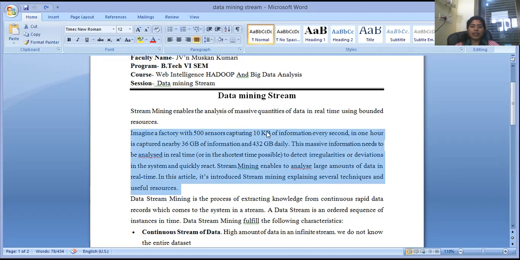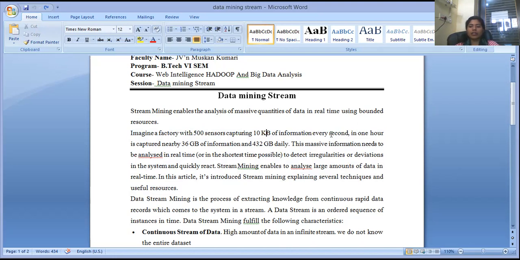Here this is the 10 kb. You should multiply this, converting it into the hour, isn't it? Per second to 1 minute there are 60 seconds, and in 1 hour there are 60 minutes, so 60 into 60 is 3600, isn't it? And here is the 10 kb, multiply this, and that is converted into 36 GB per hour. And when you convert it per day, multiply this by 24, then this is 432 GB per day. Okay, so this massive information needs to be analyzed in real life.